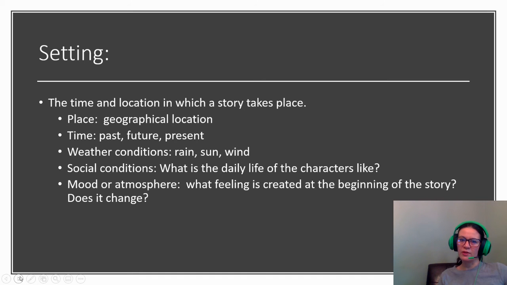So the daily life, what is their life like? Do they have a horrible life and they're upset and struggling and they open up the cabinet and there's just no food there? Or do they have this amazing life where they get everything they want, but then they just want more? And then also the mood and atmosphere ties into the setting. What feeling is created at the beginning of the story and does it change?